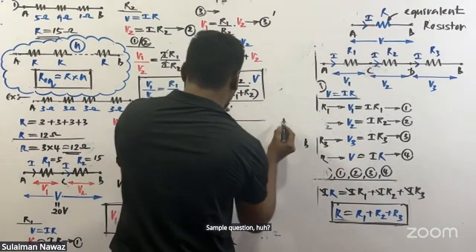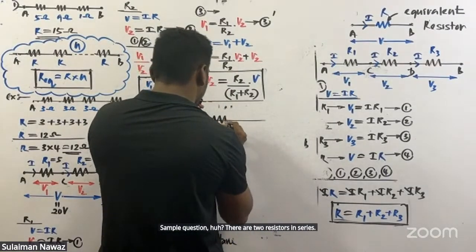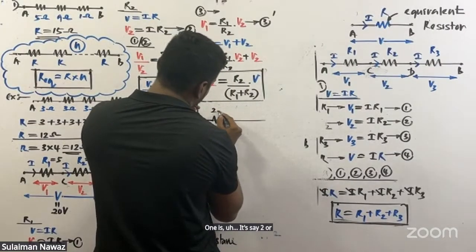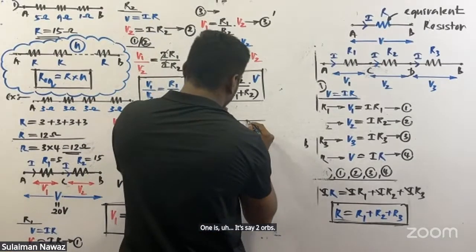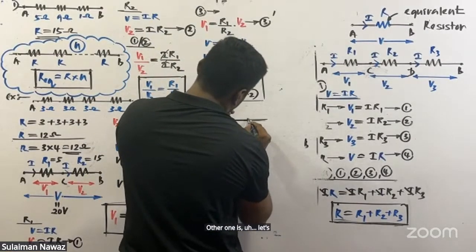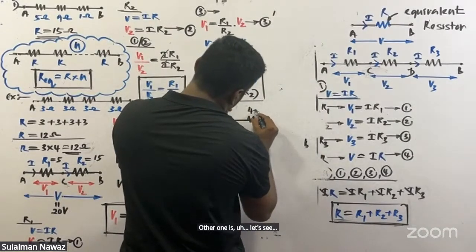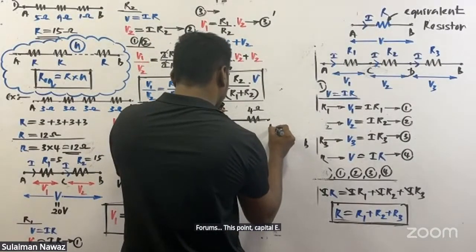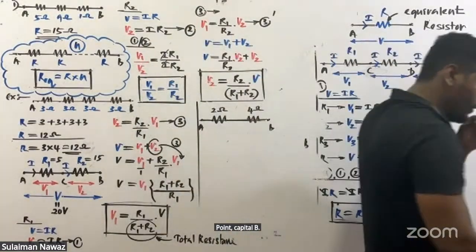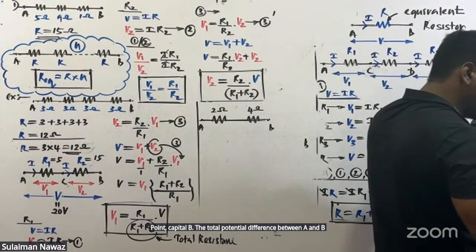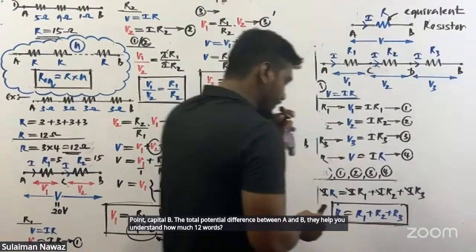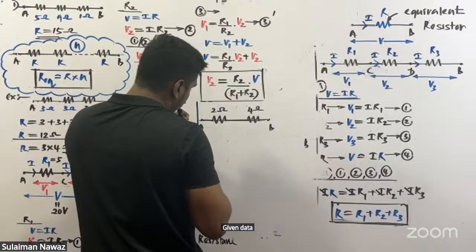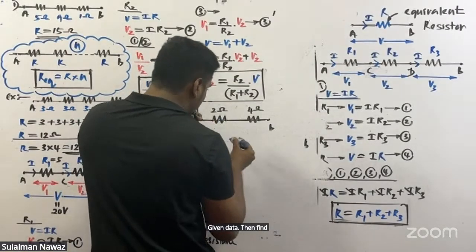There are two resistors in series. One is, let's say, 2 ohms. The other one is, let's say, 4 ohms. Point A, point B. The total potential difference between A and B they have given us is 12 volts. Given data. Then find the potential difference across each resistor.